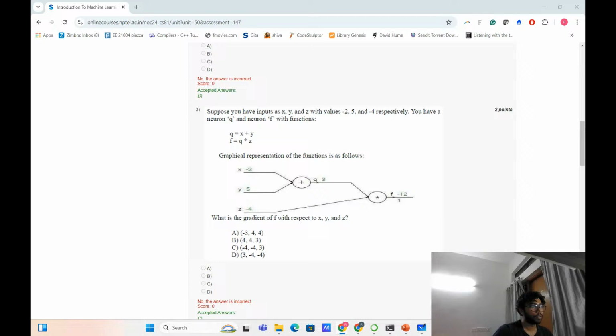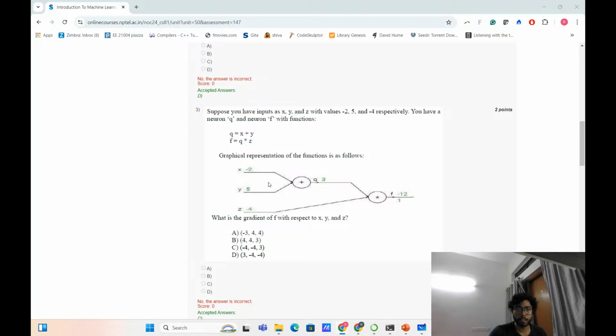Okay, so what it is saying is that you give these inputs x, y, and z, which have fixed values: -2, 5, and -4. And these x and y are being passed through this q node, right? So they are being summed up. The q node is basically summing up x plus y, so 5 minus 2, which gives us 3, right?